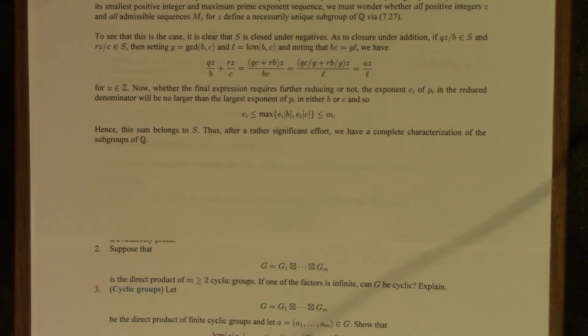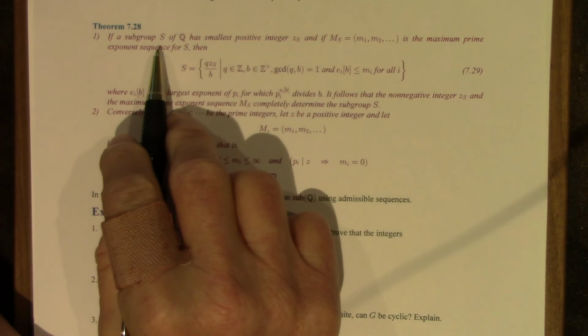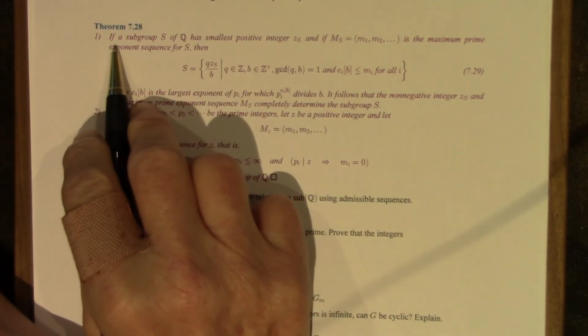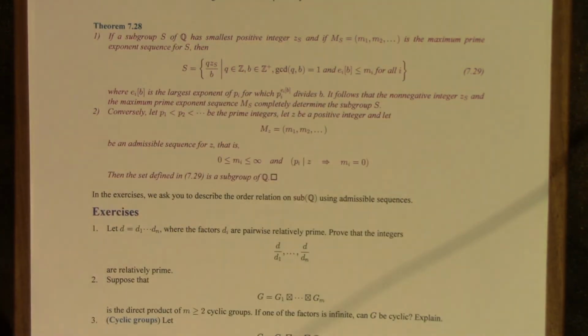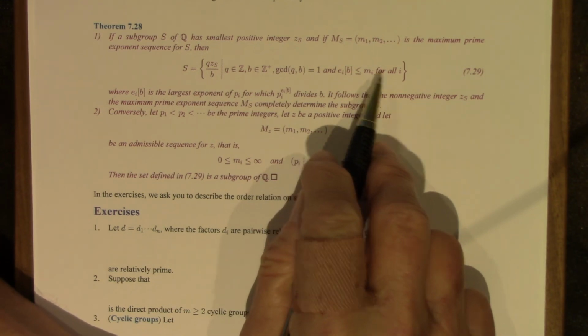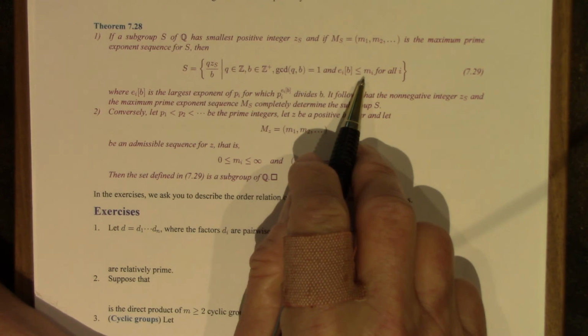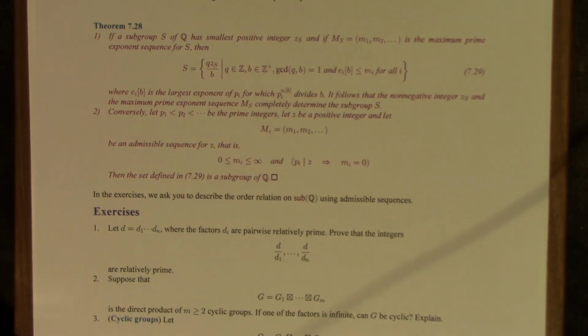So, after all this effort, we have a complete characterization of the subgroups of Q. If a subgroup S of Q has smallest positive integer Z_S and if M_S is the maximum prime exponent sequence for S, so we have to look at all the primes. For each prime, we have to search through all the denominators that are powers of that prime, pick the largest exponent, which could be infinity. Then S has this form. So that describes S completely, even though one would wish for something simpler, but at least it's a complete description. So Z_S and M_S completely determine the subgroup S.